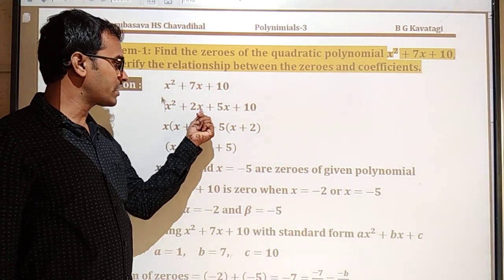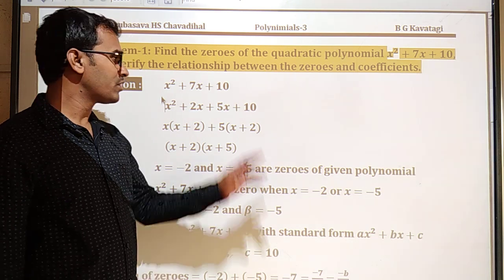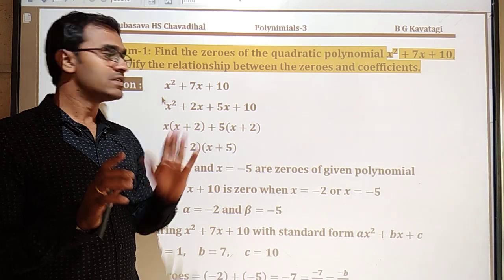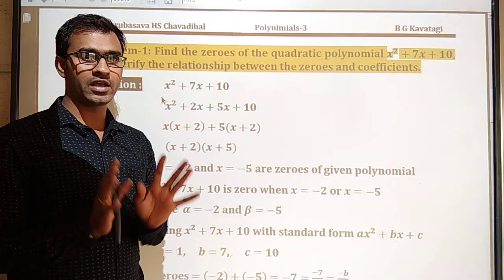7x becomes 2x plus 5x. So we multiply to get 10 and add to get 7, and the numbers are the same.